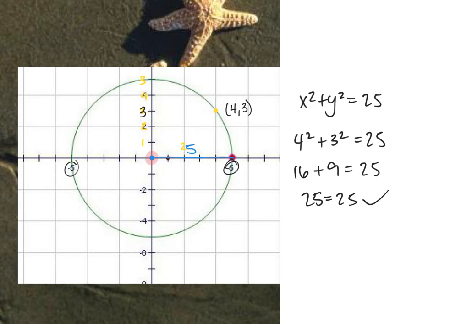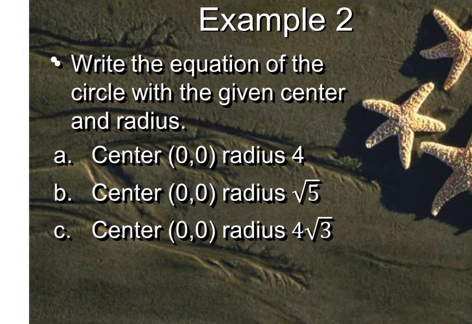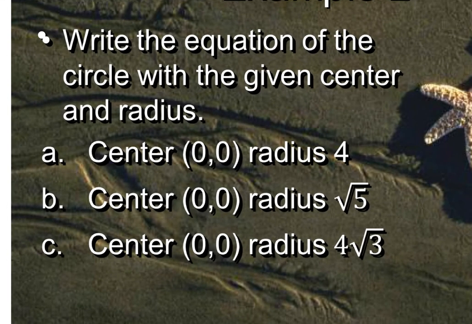But look at this next formula we got going on. Write the equation of the circle with the given center and radius. Okay. Notice, guys, your center, please highlight all of these, is at 0, 0 for each of these, okay? Highlight it, underline it, whatever you need to do, okay? So we're still dealing with that formula, x squared plus y squared equals r squared.